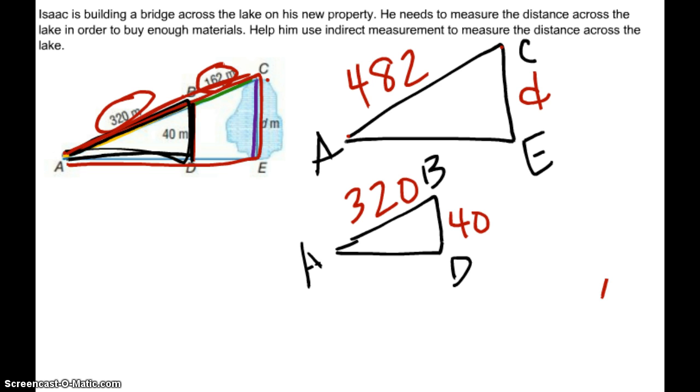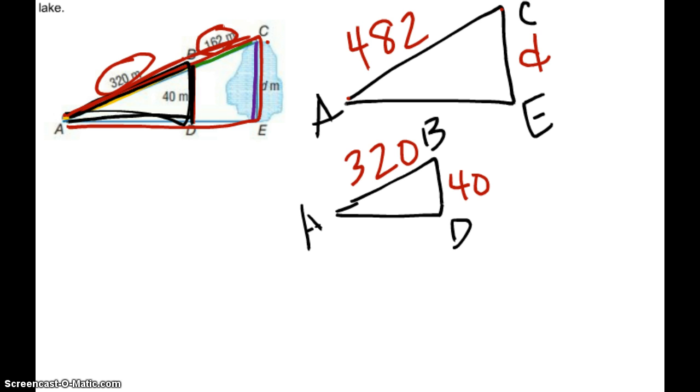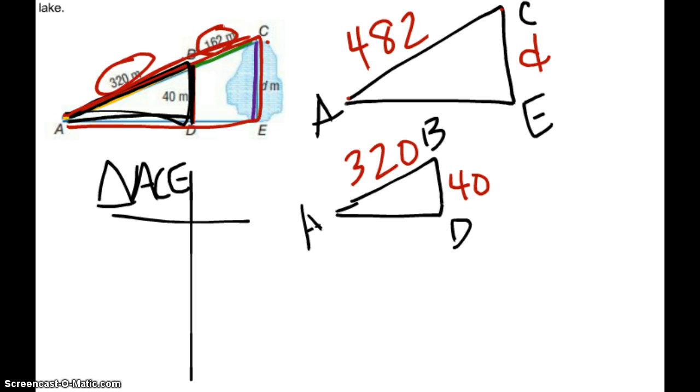All right, so now what we can do is actually set up a ratio table, because we know we have similar figures here, and we can use a ratio table to help us determine the unknown length of AD. So I'm going to set my ratio table up right here, and I'm just going to write triangle ACE, that's our large triangle, and triangle ABD, that's our small one. And you can name whatever you want. You can call it the big triangle, the small triangle, whatever.